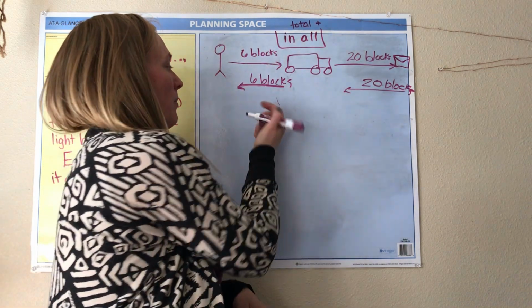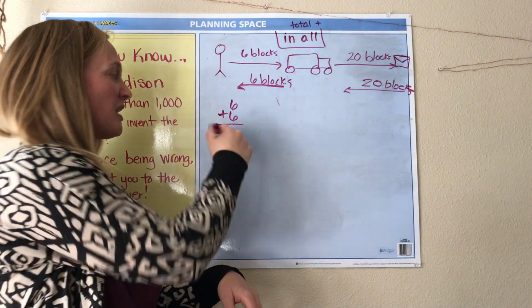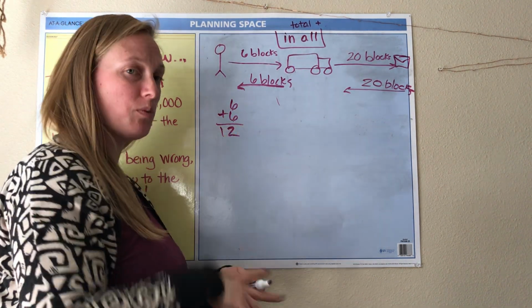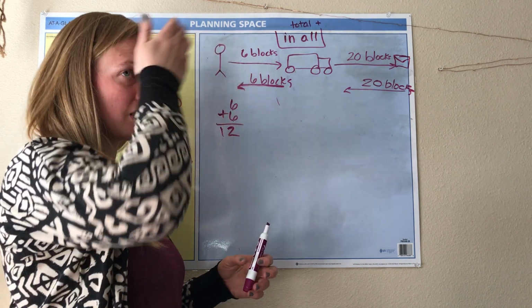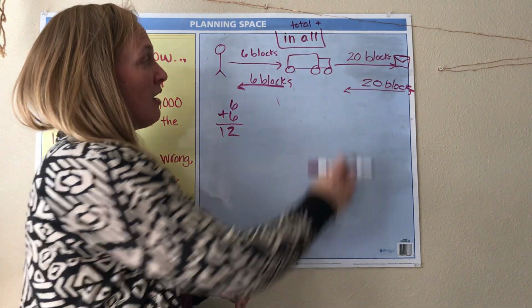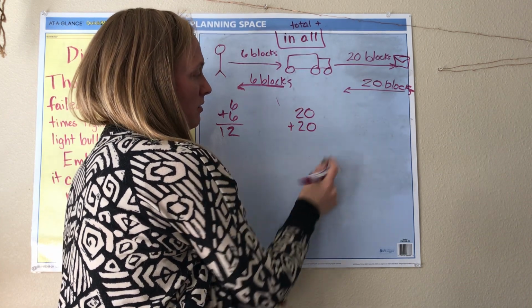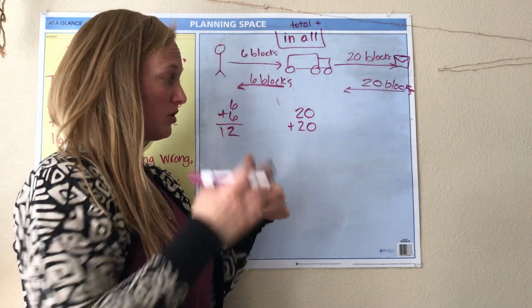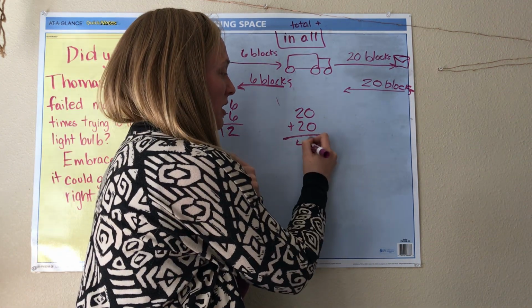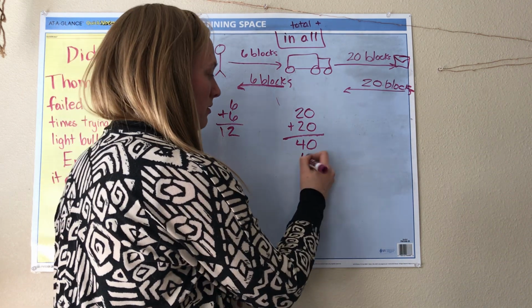Okay? So I'm going to add 6 plus 6. 6 plus 6 gives me 12. If you're not sure, you can put 6 in your brain and count up to 6. 6, 7, 8, 9, 10, 11, 12. Okay? Then I'm going to add 20 plus 20. If you want to skip count to 4, I know it's 4, just add that 0. Then I'm going to add 12 to 40.